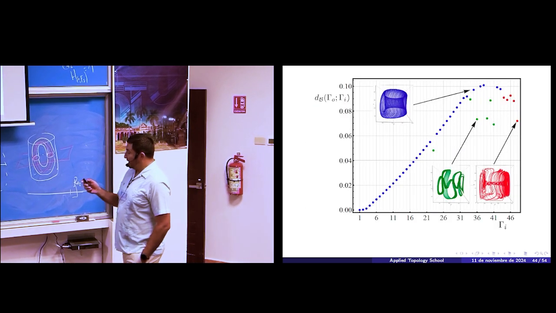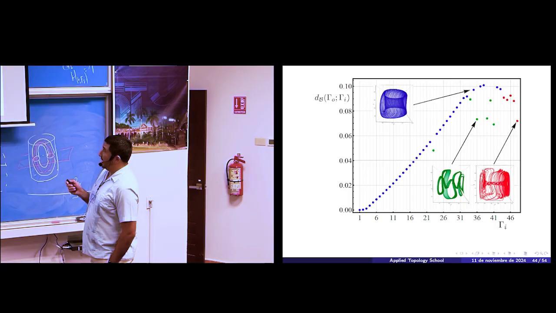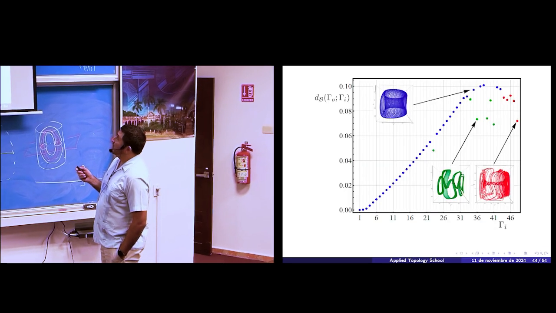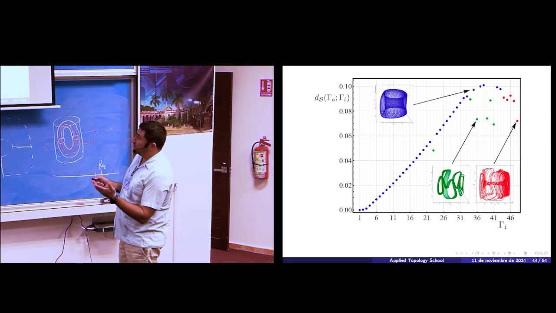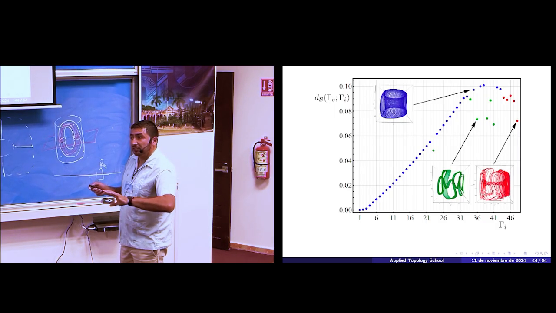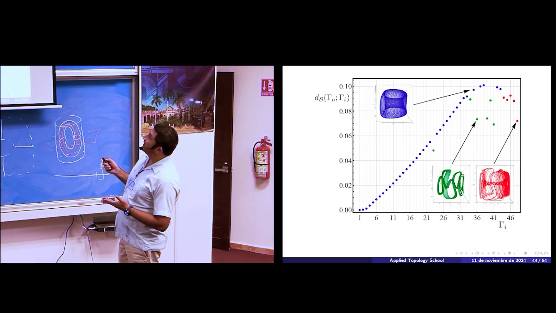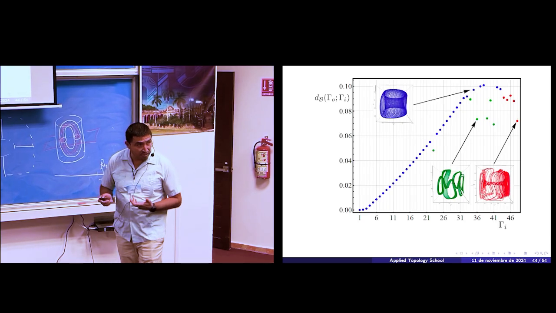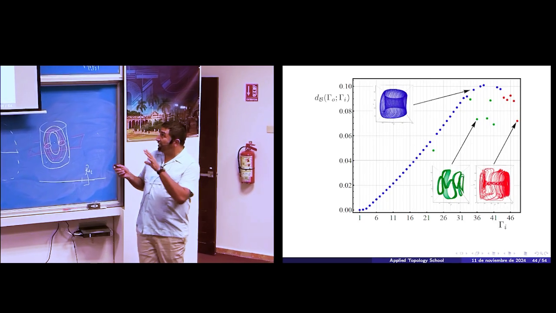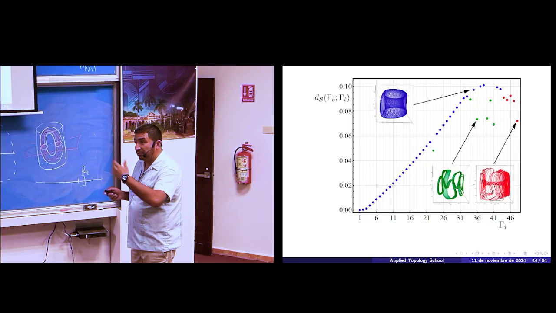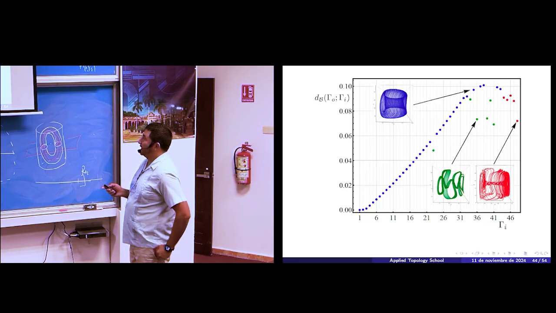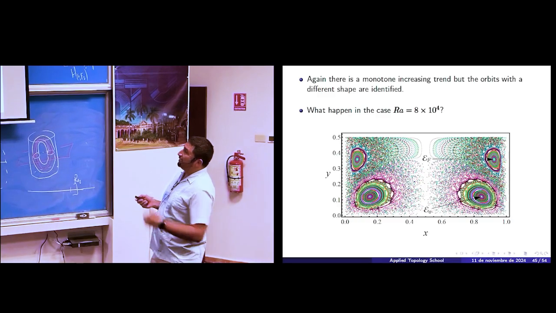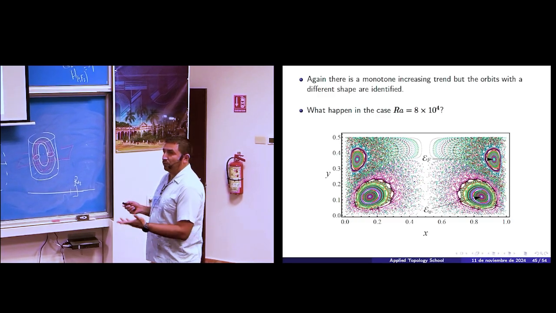Now this is the plot with this distance to the central orbit. Notice that we can't detect the orbits with different topologies. The green ones, which have different topologies, are detected with this distance. Okay, but what happened in the case that we are interested in?